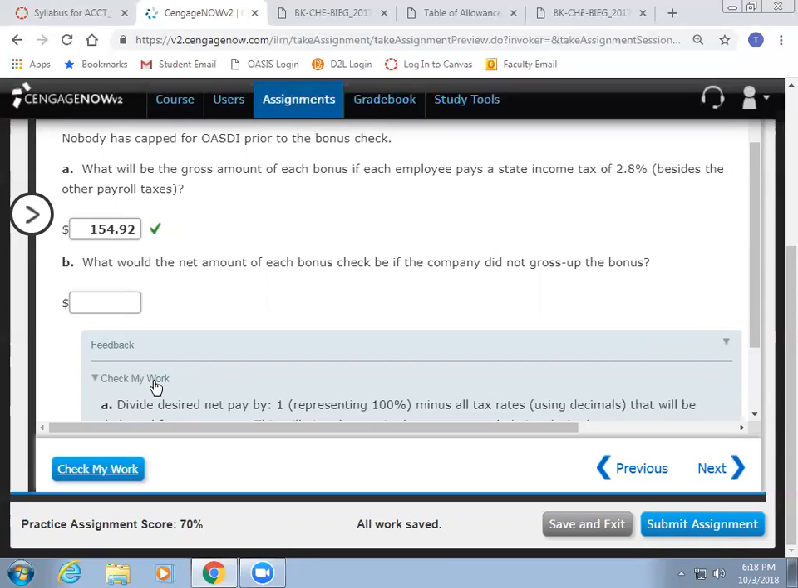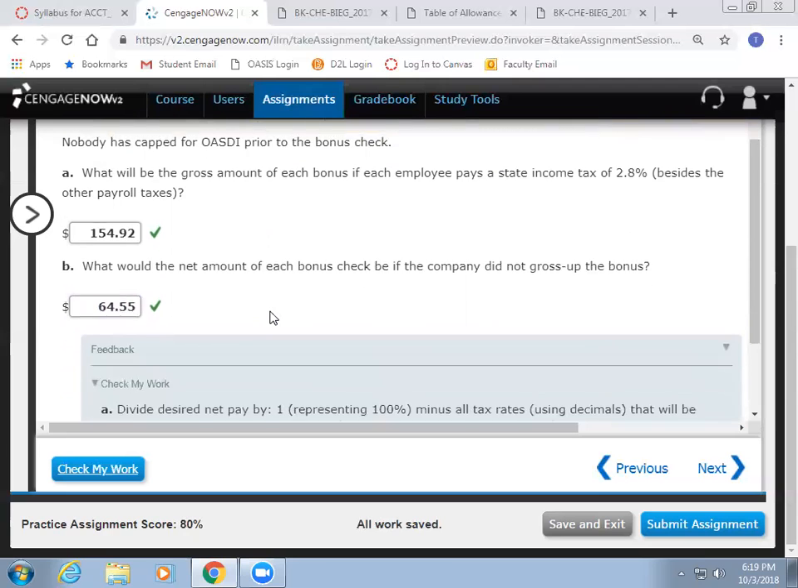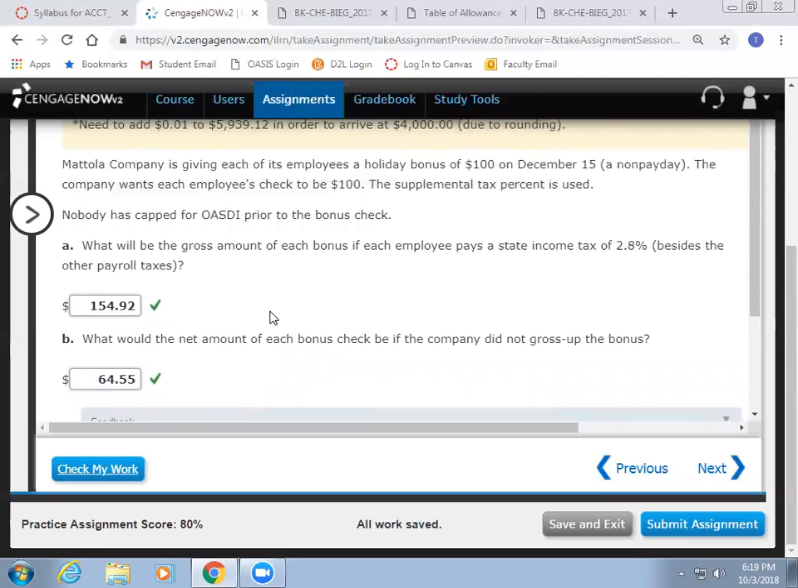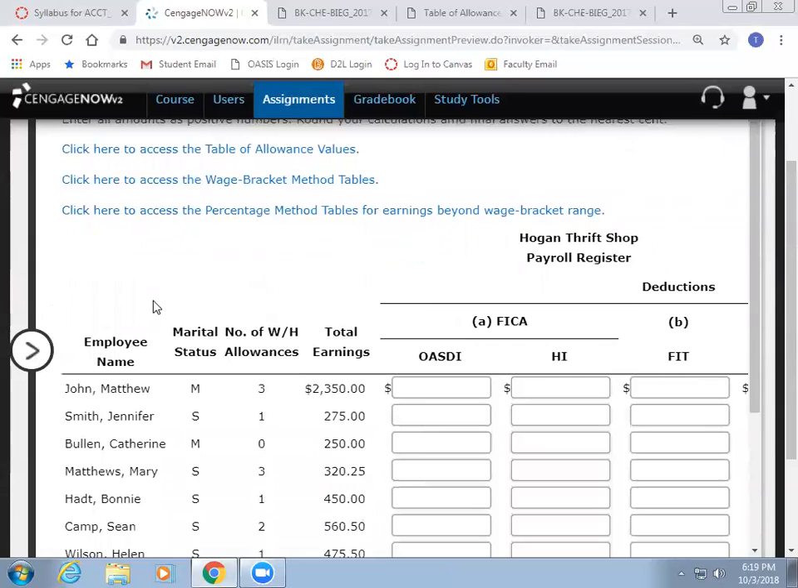Which in this case, since it was $100, is equal to what we got here. That only happens when it's $100, but hey, we'll take it, right? So it should be $64.55. So if the company chose not to gross up that bonus, the employee would only be receiving $64.55 as a bonus. That's just kind of a comparison for us. Obviously, grossing up costs the employer more money, but at least the employee is getting more. Any questions so far on any of that?